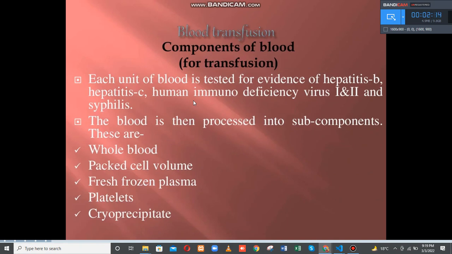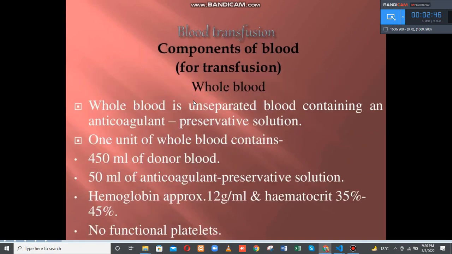The next are components of blood. For transfusion, each unit of blood is tested for evidence of hepatitis B, hepatitis C, human immunodeficiency virus 1 and 2, and syphilis. The blood is then processed into subcomponents. These are whole blood, packed cell volume, fresh frozen plasma, platelets, and cryoprecipitate. The next is whole blood.